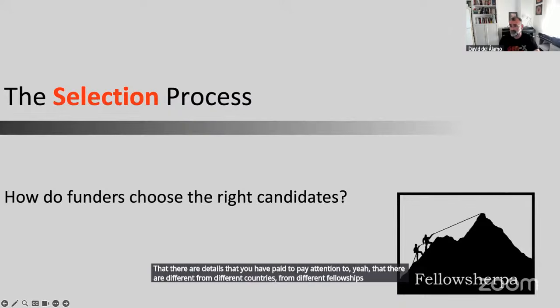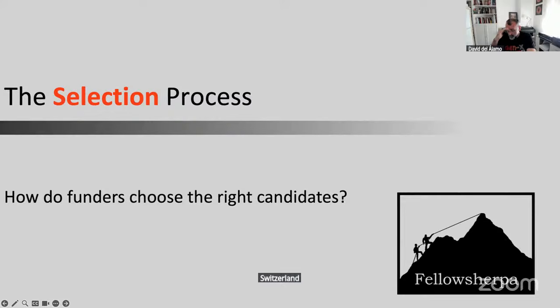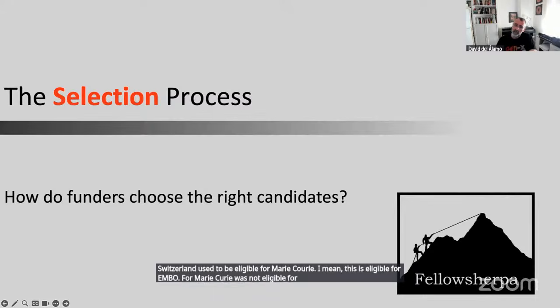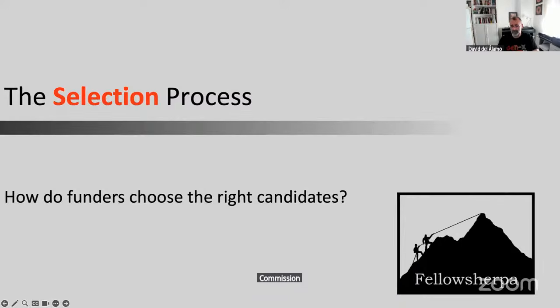Also, look at the list of countries. There are countries in which you expect to be eligible, like Switzerland in Europe. Switzerland used to be eligible for Marie Curie. I mean, it's eligible for EMBO. For Marie Curie, it was not eligible for a long time. Now it's eligible. It's part of the European, as an associated country to the European Commission. So you have to pay attention to all these details.